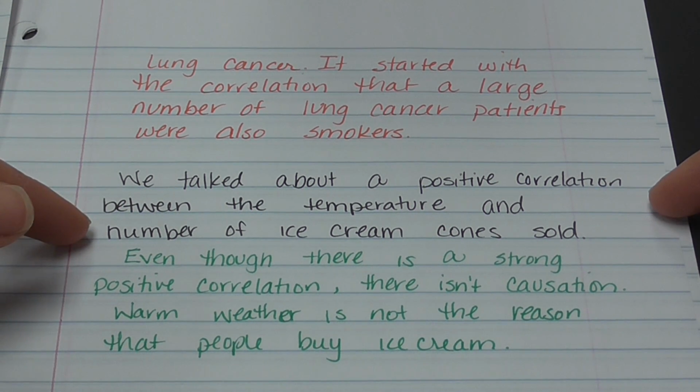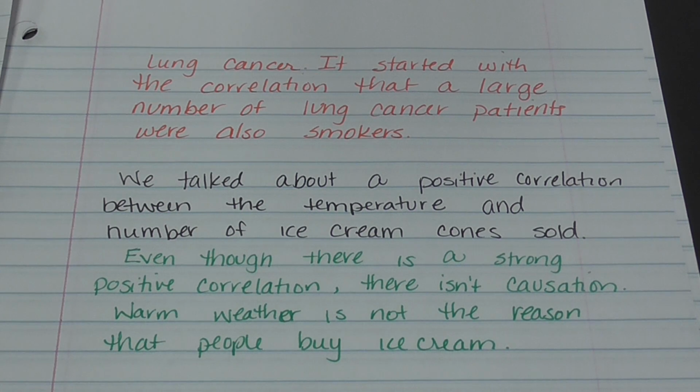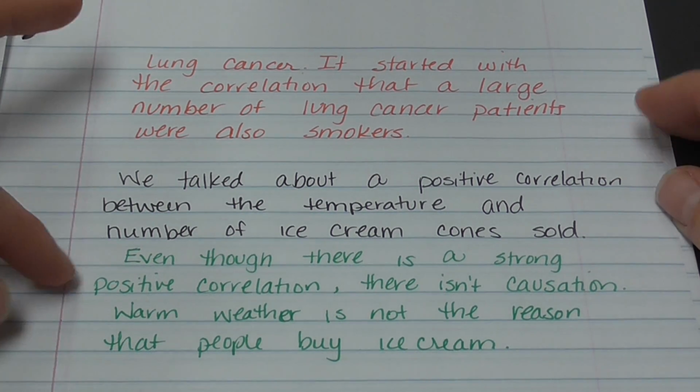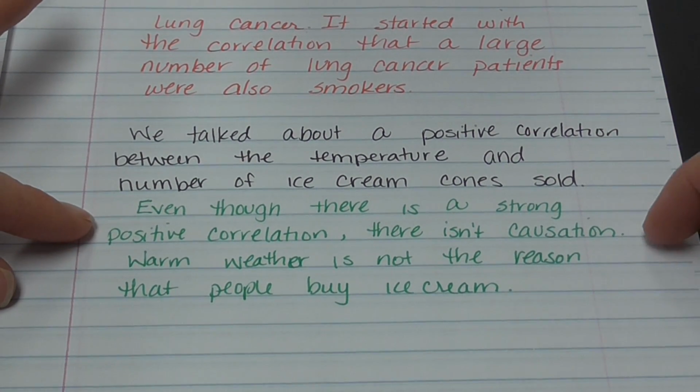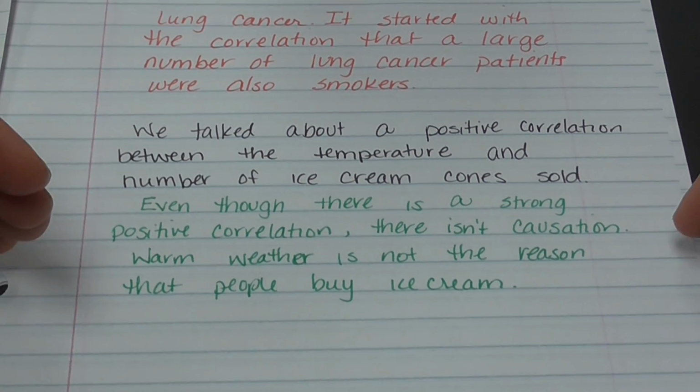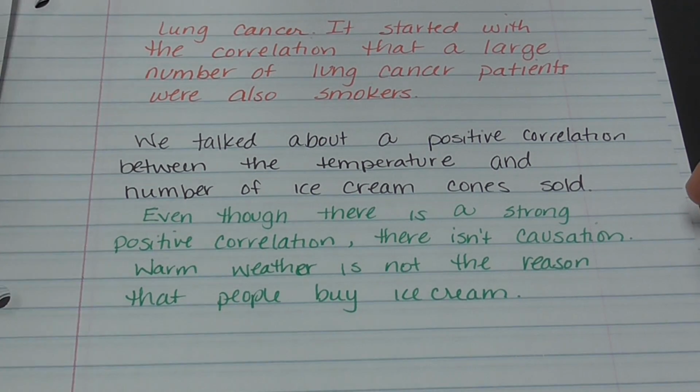Also, a different example would be, we talked about there's a positive correlation between the temperature and the number of ice cream cones sold. So as it gets warmer outside, you sell more ice cream. Just because there's a strong positive correlation doesn't mean there's causation, meaning that warm weather is not the reason that people buy ice cream.